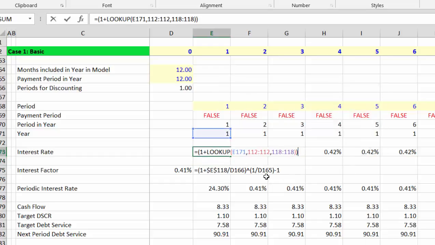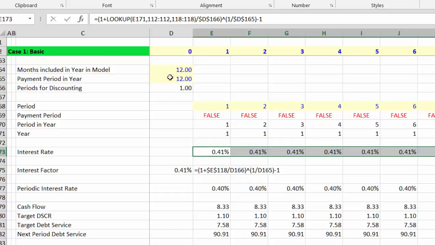Okay, so that's our 5% interest rate. And let's look up the formula. That's the interest rate. Now we divided the interest rate by the periods per year, which is still 12. But then we took the whole thing and raised it to the power 1 divided by the payment period, which is F4. And then finally we subtracted 1. If I press Shift Control R, we get the right number.